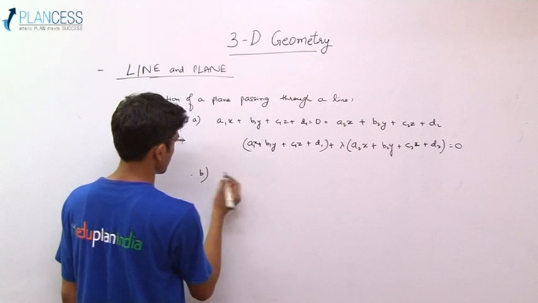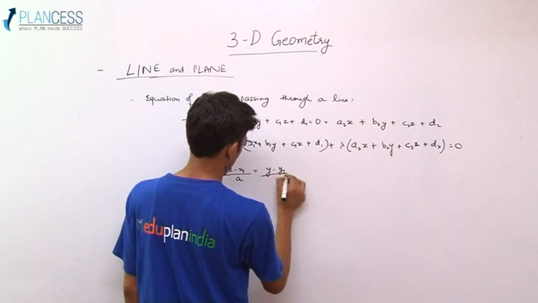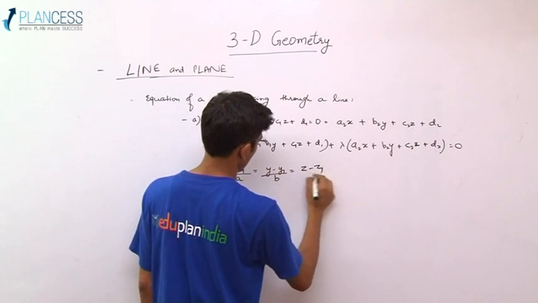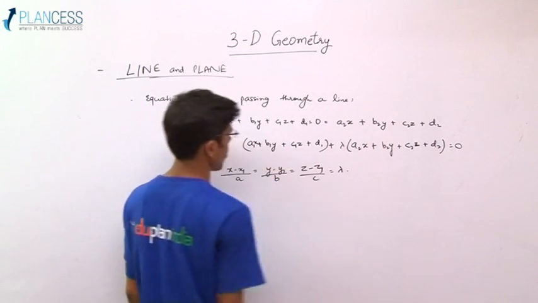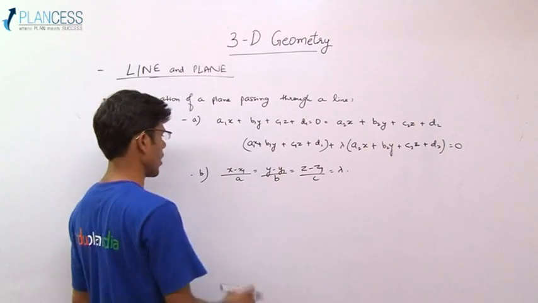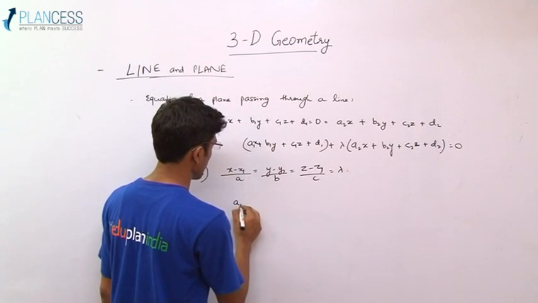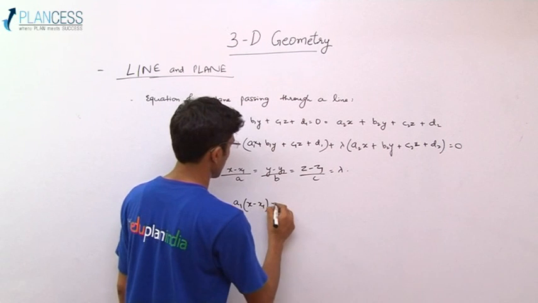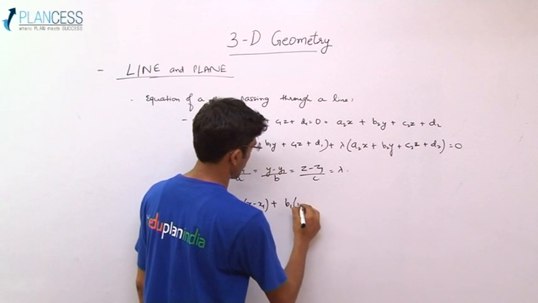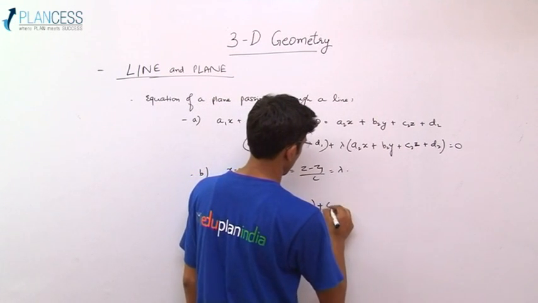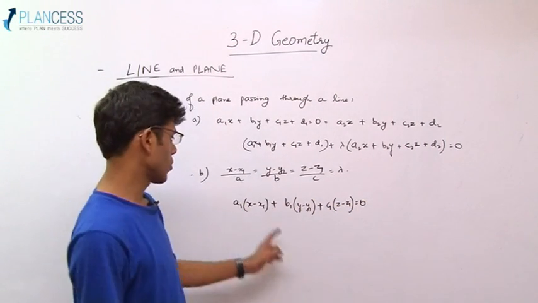If the line is given in this format, that is (x minus x1) by a is (y minus y1) by b is (z minus z1) by c is lambda, how do we find the plane which is passing through this line? We know that (x1, y1, z1) is on this line. So a plane which is passing through (x1, y1, z1) can be written as a1(x minus x1) plus b1(y minus y1) plus c1(z minus z1) is 0. This is the general equation of a plane which is passing through (x1, y1, z1).